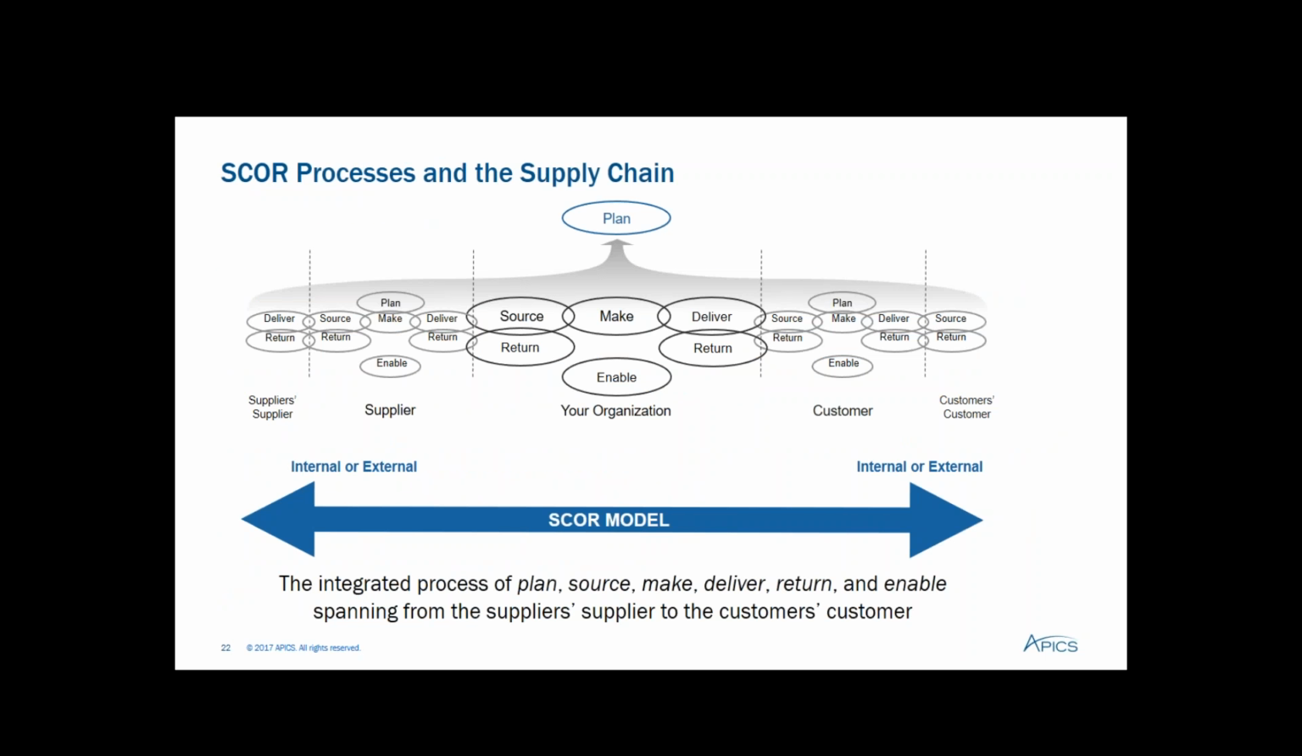This visual illustrates the classic view of the 6 SCOR processes and supply chain management. A supply chain is defined as the integrated processes of plan, source, make, deliver, return, and enable, spanning from the supplier's supplier to the customer's customer. The supply chain is composed of your company at the center and tiers of suppliers and customers extending in either direction. To the immediate right of the company are first-tier customers that can be either internal or external. To the left are first-tier suppliers that, again, can be either internal or external.